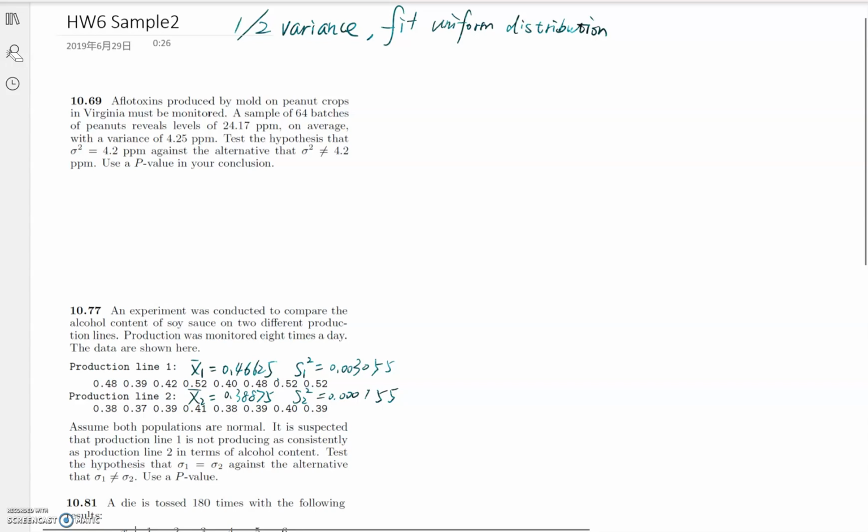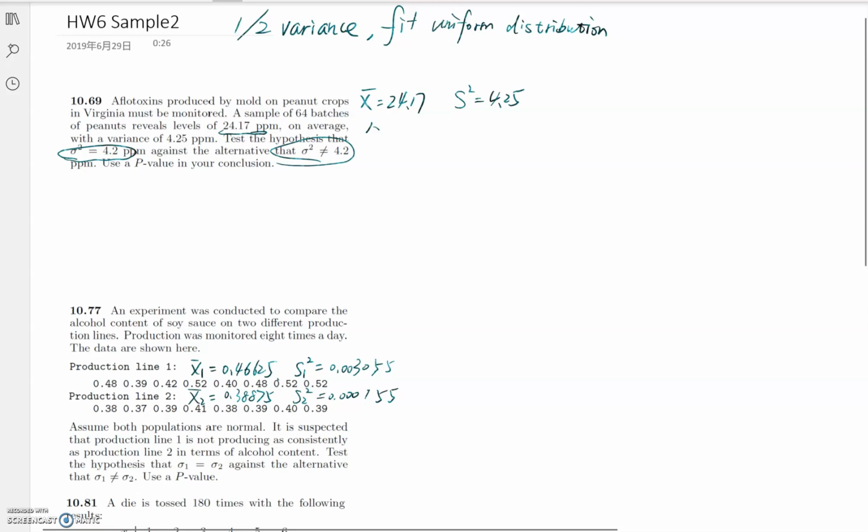Aflatoxins produced by mold on peanut crops in Virginia must be monitored. A sample of 64 batches of peanuts reveals levels of 24.17 ppm on average. Here's the average: X bar equals 24.7 with a variance of 4.25, so S squared equals 4.25. Test the hypothesis that sigma squared equals 4.2, and the alternative is sigma squared doesn't equal that.